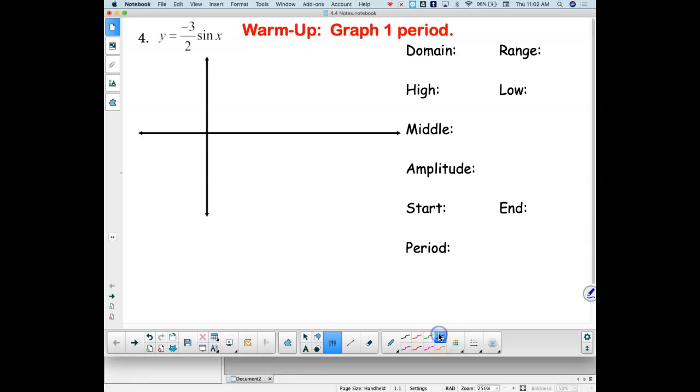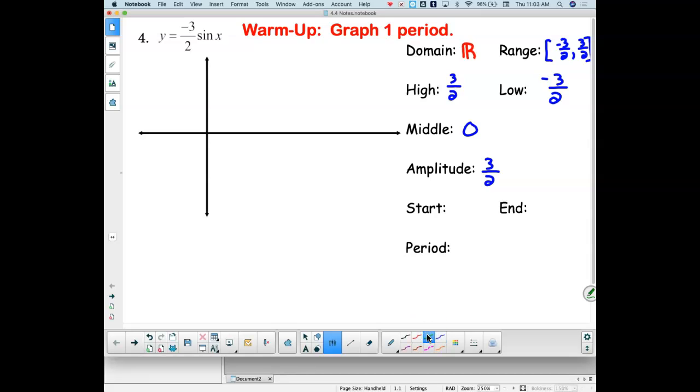All right, hey. So, domain, always all real numbers. Range, I don't know yet. What's the amplitude of this one? 3/2. Which means it goes all the way up to 3/2, all the way down to negative 3/2, which means the middle's at 0. Which means the range of my values is from negative 3/2 to positive 3/2. Okay. Love it.